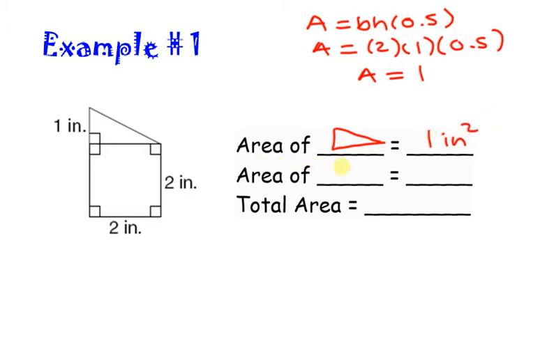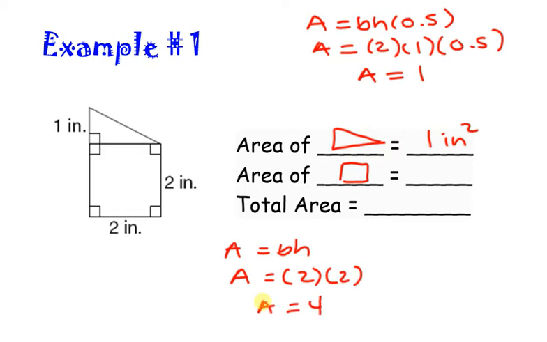Then we have the area of the square. And the area of a square is area equals base times height. And so we have area equals 2 times 2. And 2 times 2 is 4. And so the area of the square is 4 inches squared. So the total area is 1 plus 4. That is 5, and then inches squared. See, so nothing new. We're just kind of adding it all together, literally and figuratively.